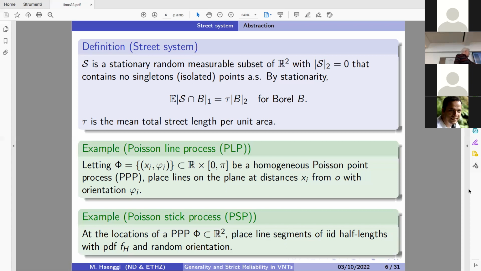Another model is what we call a Poisson stick process. Now, so we throw down random points, again, according to a Poisson process, and then centered at each point, we put a line segment of a random length independently with a certain probability density. So this would give finite street lengths, and this would be with streets of infinite length.